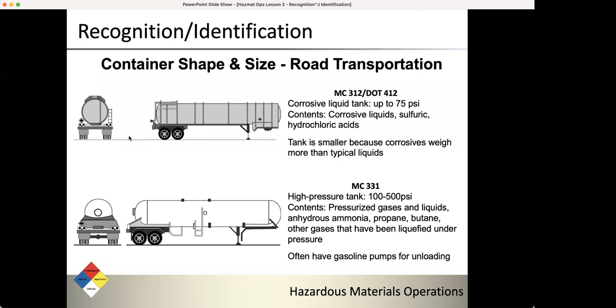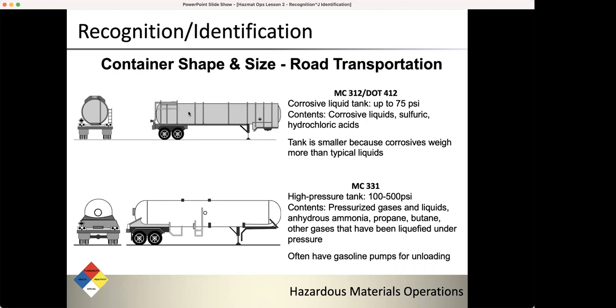You got the 412. This is a corrosive liquid rail trailer. So it's going to have a rounded cross section as opposed to a horseshoe cross section. It also has a smaller diameter, has thicker walls. It also has these stiffening rings along the side of it, and it's usually top loading. It might have a different color around the loading port because it's got a protective paint on it.